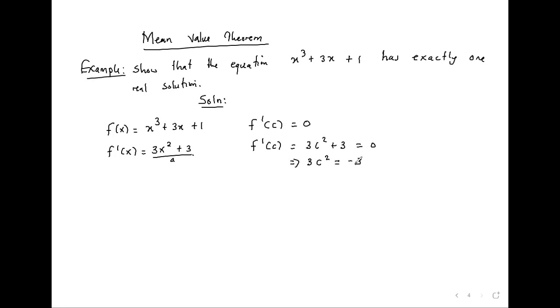If you have this thing, then you are saying c squared is equal to -1. Now, these are real numbers. So you know this is not possible.